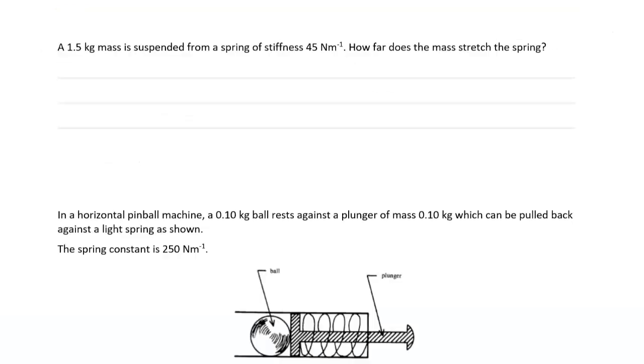It's correct now. A 1.5 kilogram mass is suspended from a spring with a stiffness coefficient of 45 newtons per meter. How far does it stretch the spring? Looks like we're using Hooke's law again. Now with this one, we're not directly told a force, but if we have a spring with a mass attached to it, the only force acting will be the force due to gravity acting on that mass, which we know is mg.